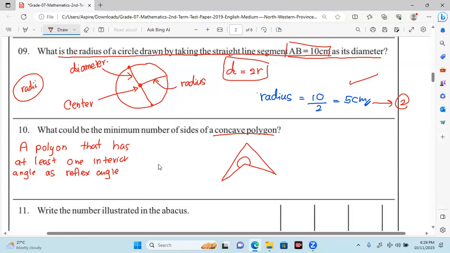It is 4. At least 4 sides should be there for a concave polygon.